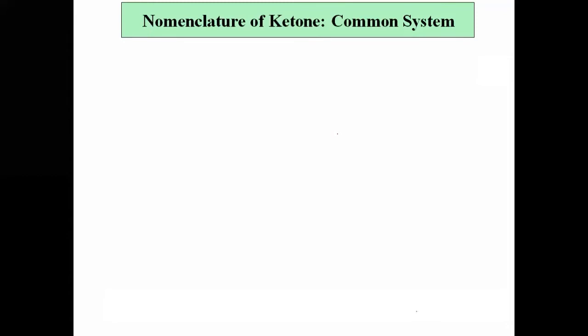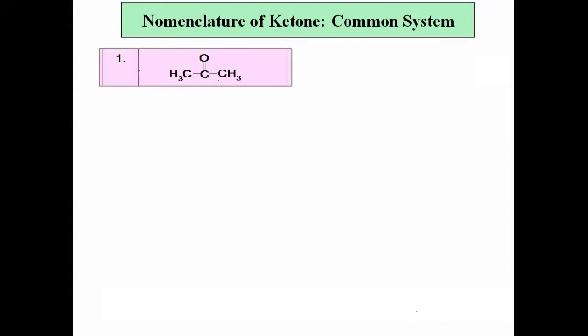Now let us see the nomenclature of ketone. Yes, ketone is also one of the important functional groups. Now let us see how it is named in the common system. This is the first member of ketone. Okay, this is our carbonyl group. The C double bond O group is the carbonyl group. Now what type of alkyl or aryl group is attached to the carbonyl carbon? We just mention the name of that alkyl or aryl group followed by the word ketone.